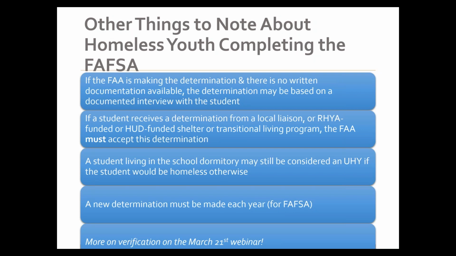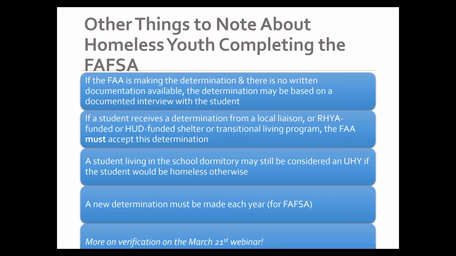They are also told, the financial aid administrators, that if a student receives a determination from a local liaison or an RHY funded or HUD funded shelter or transitional living program, that the financial aid administrator must accept this determination, even if they disagree with it. So this is important to remember. If you provide a determination, or your youth has a determination that's been provided to them by one of those three people, the financial aid administrator can't say, I actually don't believe this, or I don't agree with it.